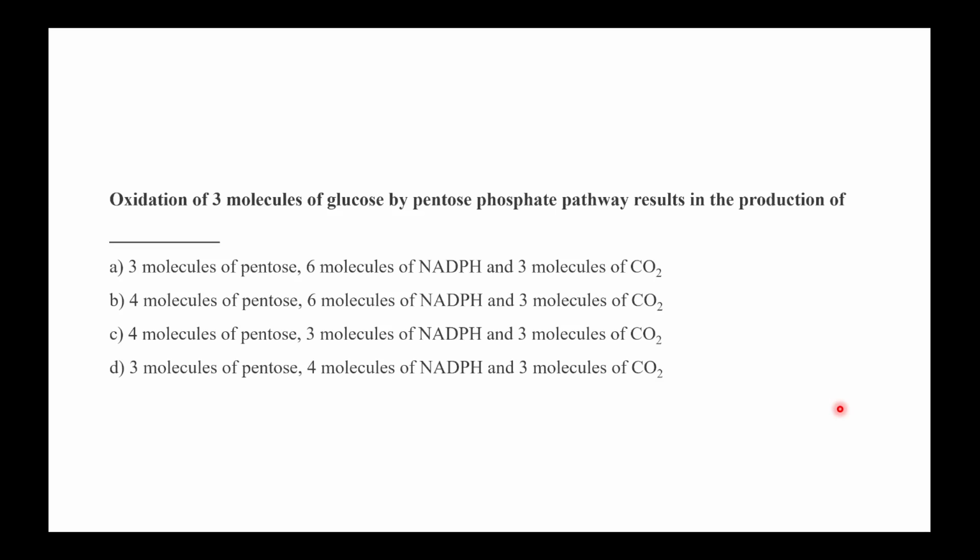So oxidation of 3 molecules of glucose by pentose phosphate pathway or HMP shunt pathway results in the production of dash. Option A, 3 molecules of pentose, 6 molecules of NADPH and 3 molecules of CO2. Option B, 4 molecules of pentose, 6 molecules of NADPH and 3 molecules of CO2. Option C, 4 molecules of pentose, 3 molecules of NADPH and 3 molecules of CO2. And option D, 3 molecules of pentose, 4 molecules of NADPH and 3 molecules of CO2.